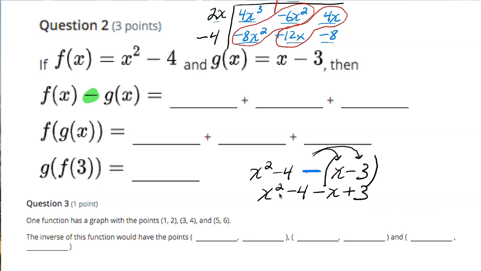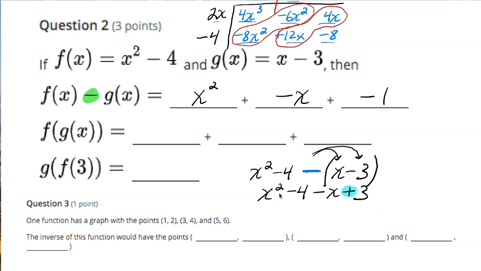And that plus 3 is probably the most common mistake here. So our answer, we would have x squared, that's the first term, the biggest exponent there, and then a negative x, and then we would have a minus 1.